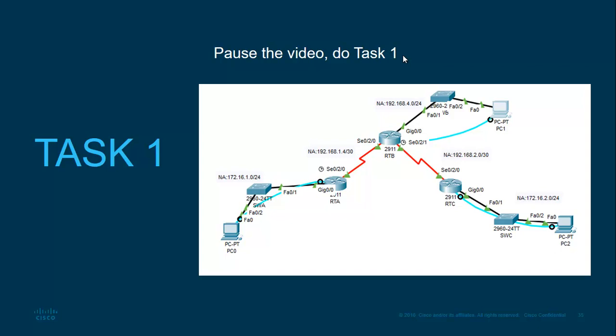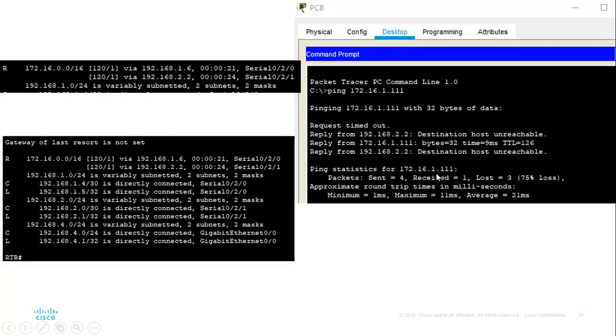I believe that you have done task 1. You have configured RTA and RTB. You have pinged PCA and PCB, and then you have looked at the routing table of both, and it was okay. When you configured this one, then you have a problem. So what is the problem? Notice that when you try to ping between PCA and PCB, it came out like this.